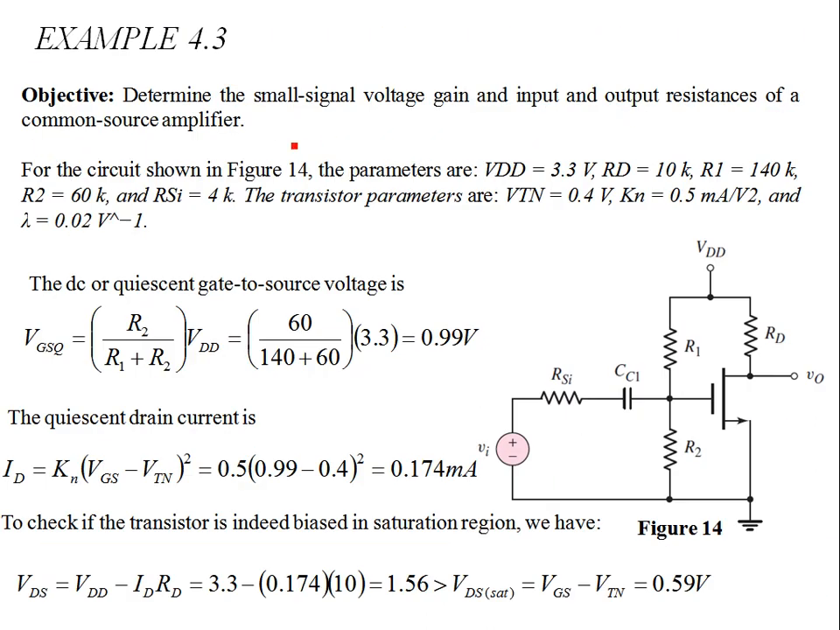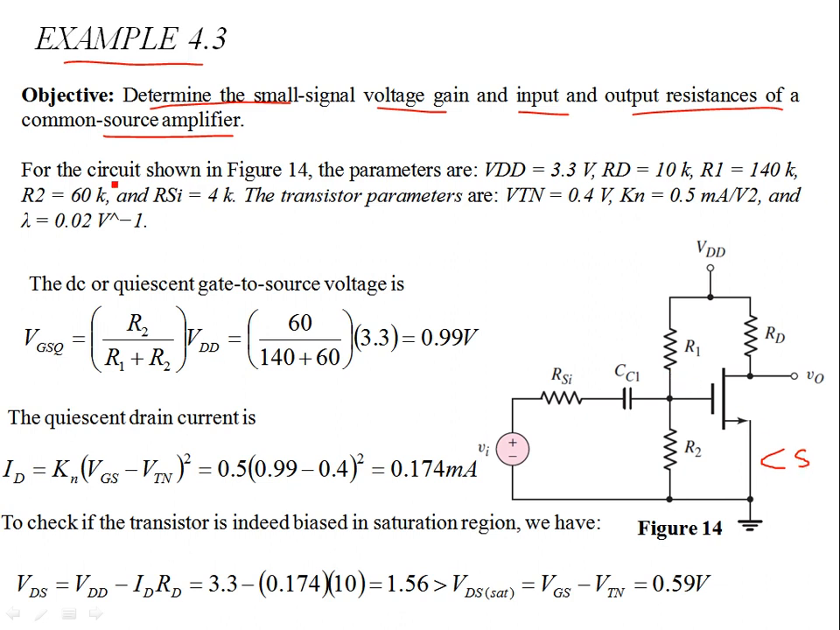Okay, now let's consider an example. This is example 4.3 from the course text. The objective is to determine the small signal voltage gain and the input and output resistances of the common source amplifier. So we are considering the same circuit configuration of the common source amplifier. This is the common source MOS single transistor amplifier.